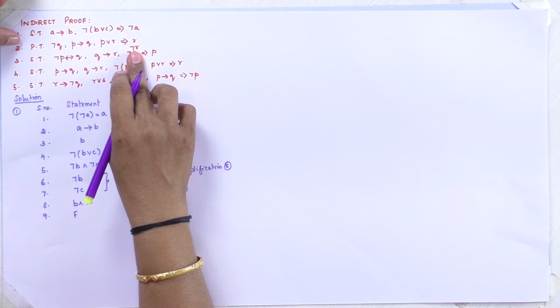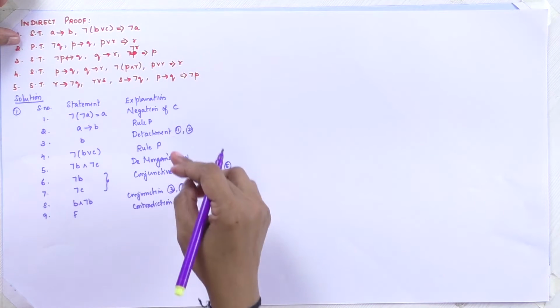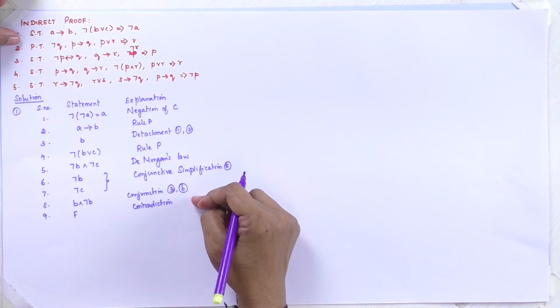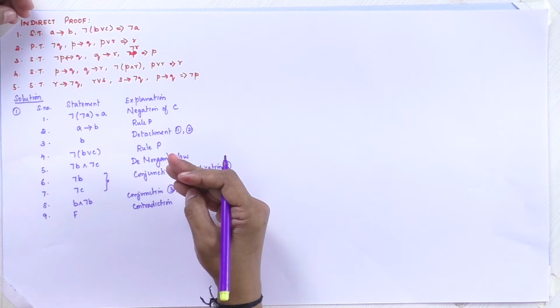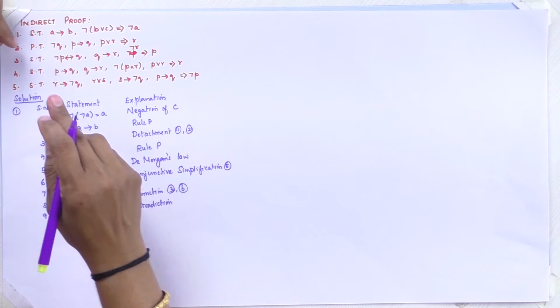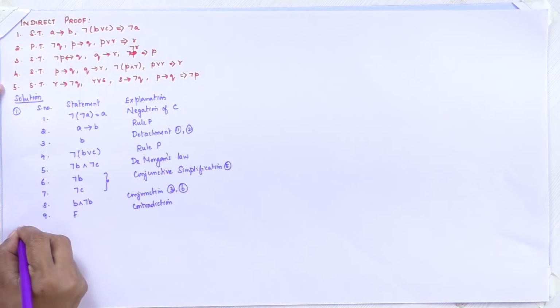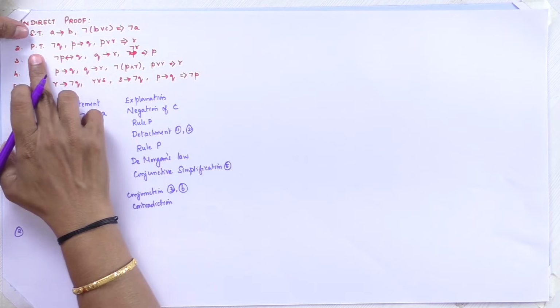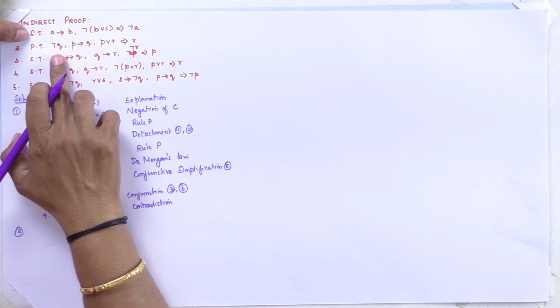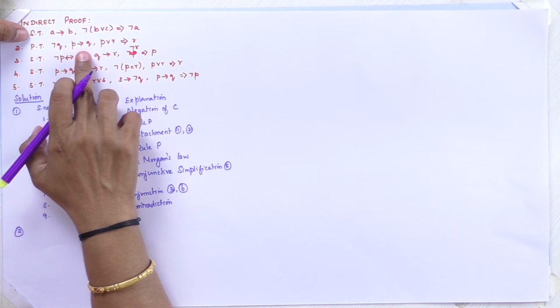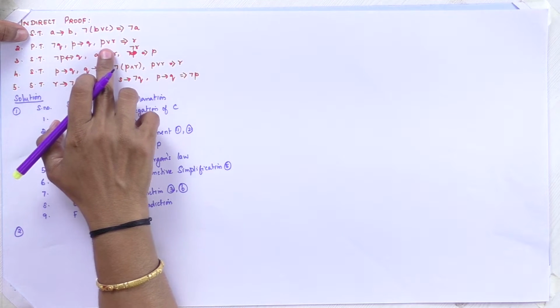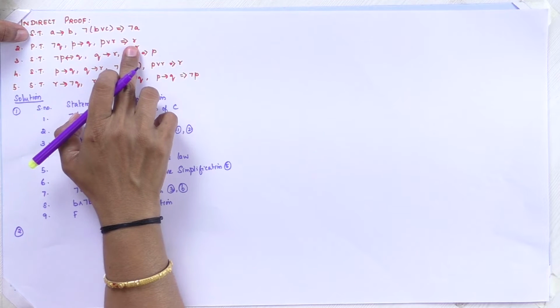Still, if somebody is not able to have a clear-cut idea of how to get the indirect proof of a given problem, we can see one more problem pertaining to that. So the second problem, see here: prove that negation Q, P conditional Q, P disjunction R should imply R.